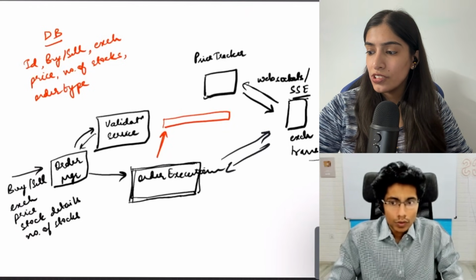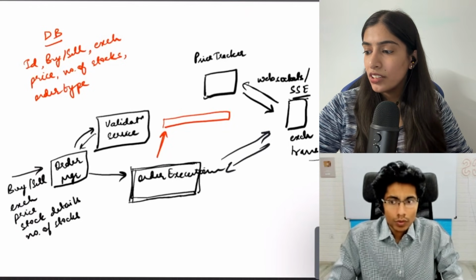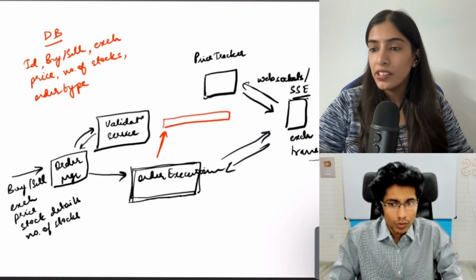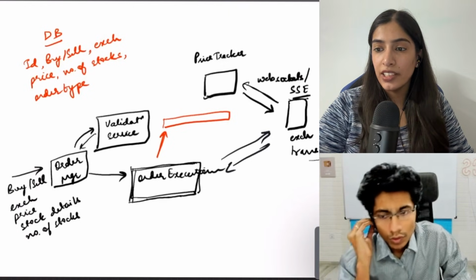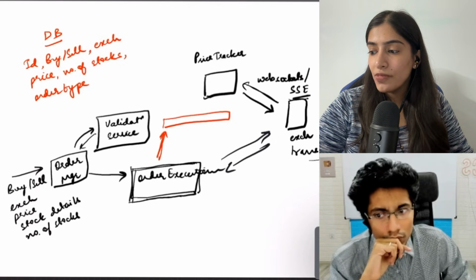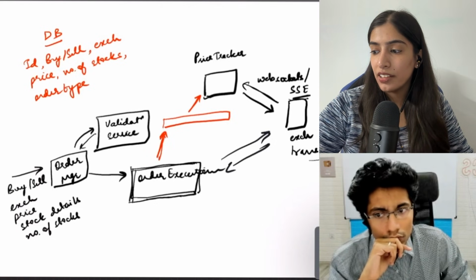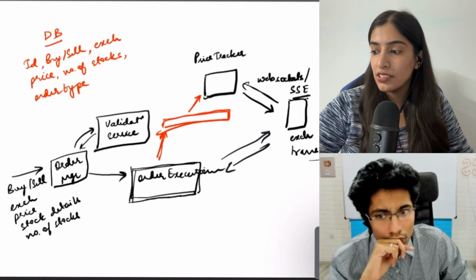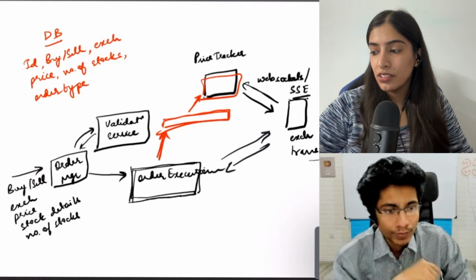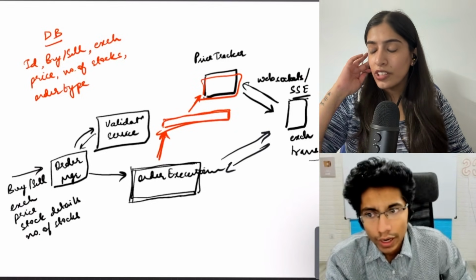This should also subscribe, and probably even the validation service, or maybe I am not sure, but there are going to be a lot of services that need the latest prices like watch list, portfolio, all of that. All of them will subscribe to the price tracker. So this is the message queue, and this is the subscriber. The price tracker is the publisher.